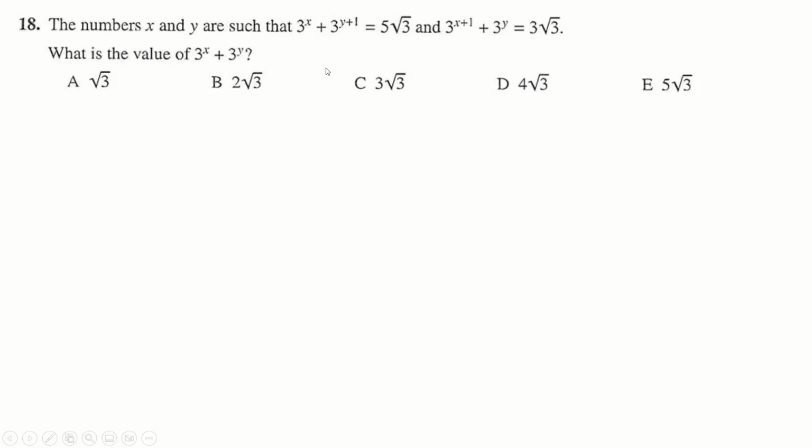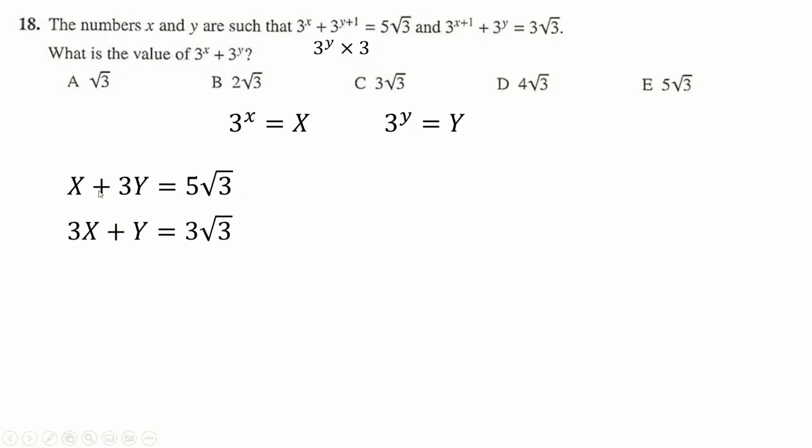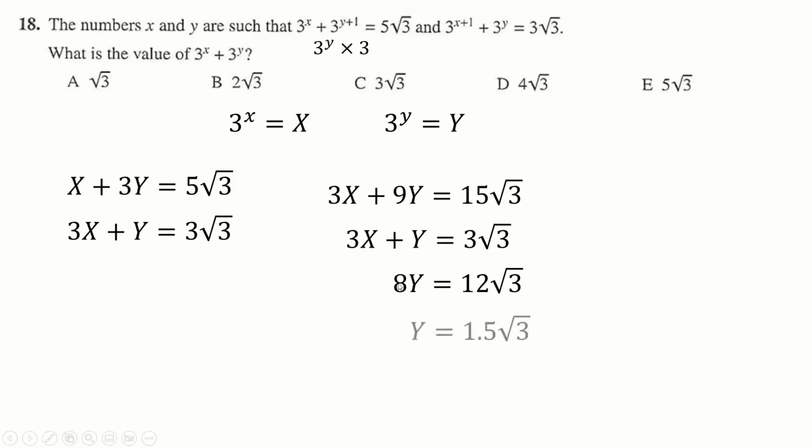Okay, number 8, Ian. So, just set 3 to the x equals big X, 3 to y equals big Y. You should spot this is 3 to the y times 3 to the 1, because then you add the indices. So this is just 3 to the big Y, so that's just this. So that expression is that. This one I do a very similar thing. Times this one by 3. Take away. Divide by 8, and you get this.